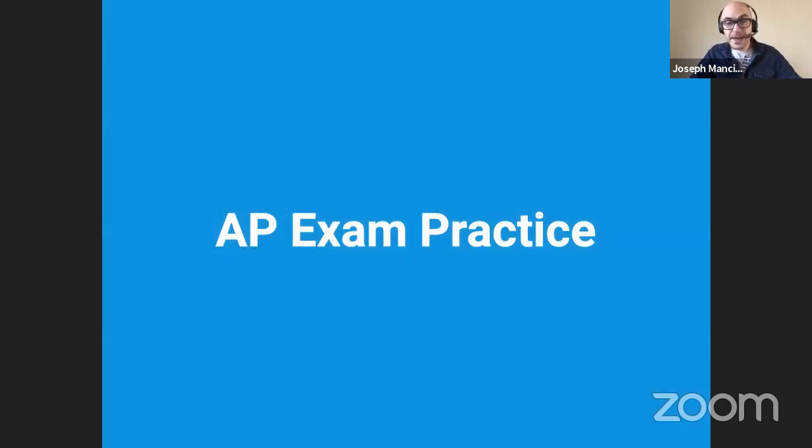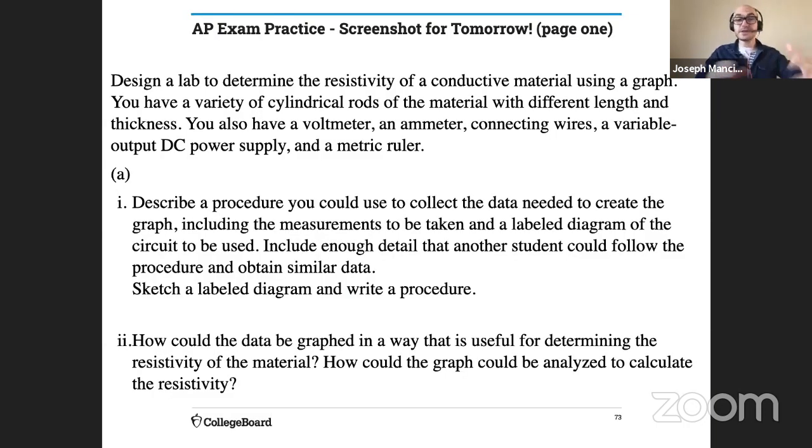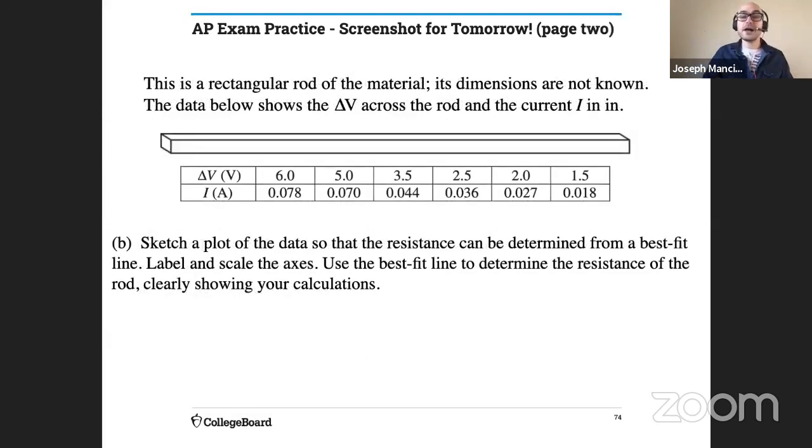Here comes your AP exam practice. Not a lot of pages today, so that's good news. Grab a screenshot of this one. We're designing a lab to determine the resistivity of a conductive material using a graph. As you prepare for this, as you think about this, definitely focus in on how you would graph it. Grab your screenshots. This is a rectangular rod of that material, but its dimensions are not known. Could you sketch some data that would help us determine the resistivity of that material?